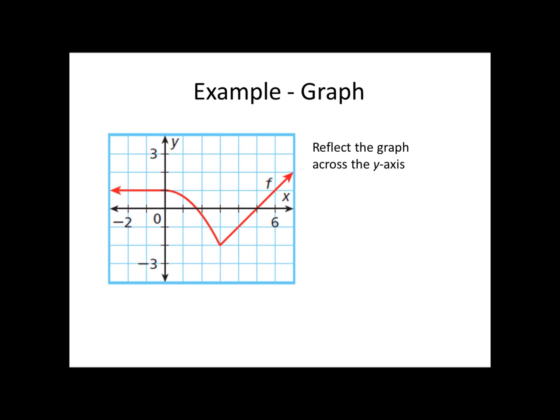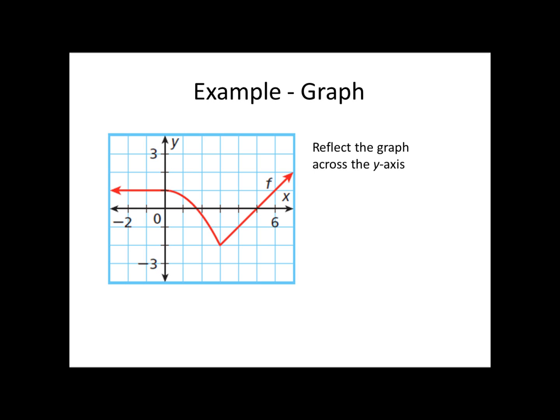Okay, let's take this same graph and let's reflect it across the y-axis. Now that means that any point that's on the right side of the y-axis is going to move over and be in the exact same spot, only on the left side. So again, let's talk about that vertex. That vertex is at (3, -2). Where's it going to move when we reflect it across the y-axis? That vertex is going to move to (-3, -2).